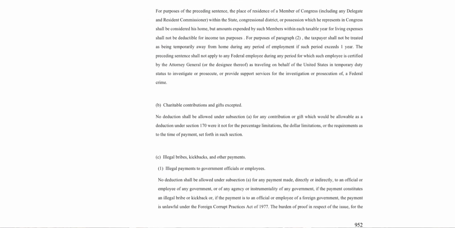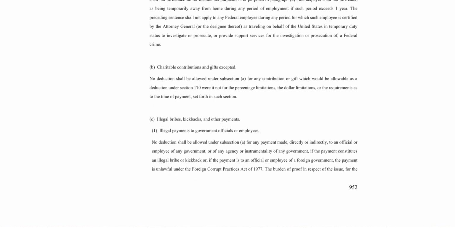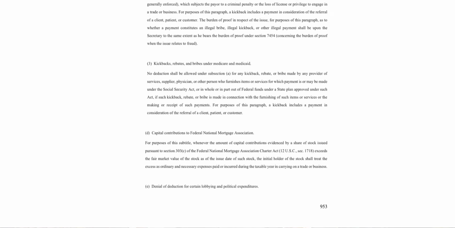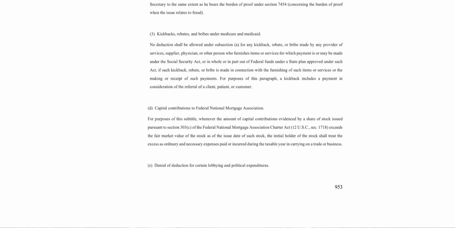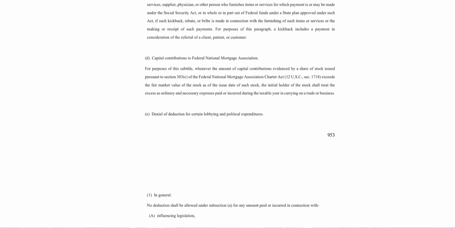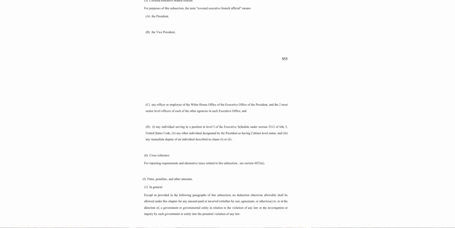So B, charitable contributions and gifts, no. Illegal bribes, kickbacks, other payments, no, that's not what it is. It's not an illegal bribe or kickback. It's paying of a speeding fine. D, capital contributions to Federal National Mortgage Association, no. E, denial of deduction for certain lobbying and political expenditures, no, it's not that. Keep going. Getting kind of long, right? But we keep reading.